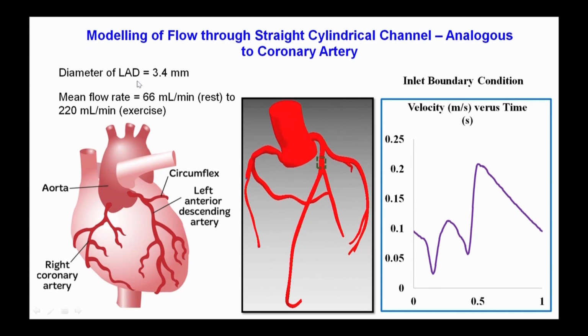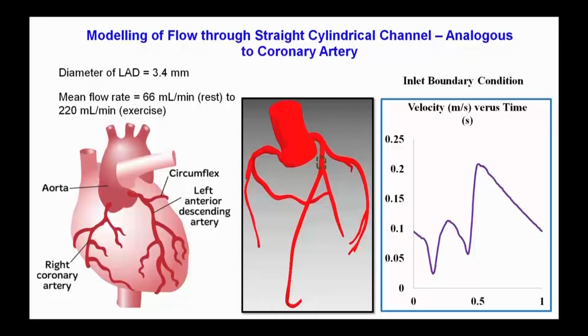The diameter of the left anterior descending artery is around 3.4 millimeter, and the mean flow rate in these arteries ranges from 66 milliliter per minute to 220 milliliter per minute. The 66 milliliter per minute is for the case when the human is at rest, doing nothing, and when he is doing exercise, the flow rate goes up to 220 milliliter per minute, and it can go further beyond that. So, the Reynolds number is typically around 600 to 1200. So, we can use laminar flow instead of turbulent flow in our simulations.